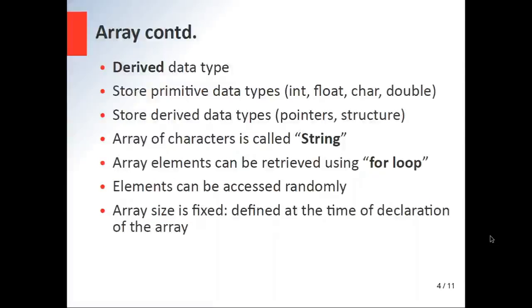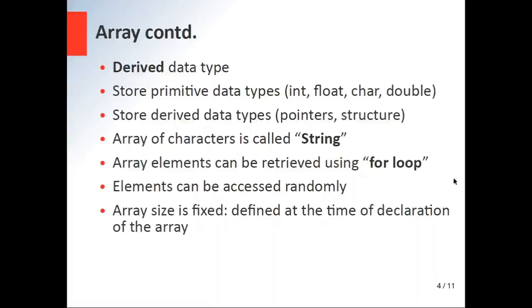Arrays are a derived data type in C programming, and can store primitive data types such as int, char, double, float, etc. And also it can store a collection of derived data types such as pointers, structures, etc. Array is a data structure where each data element can be randomly accessed by using its index number. The array of characters is called a string.